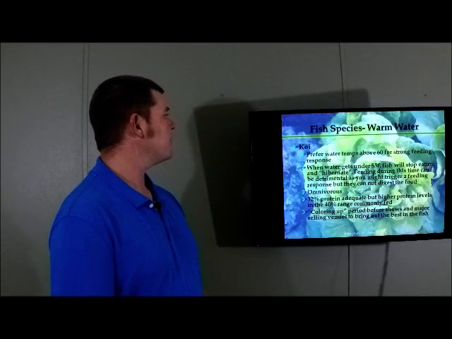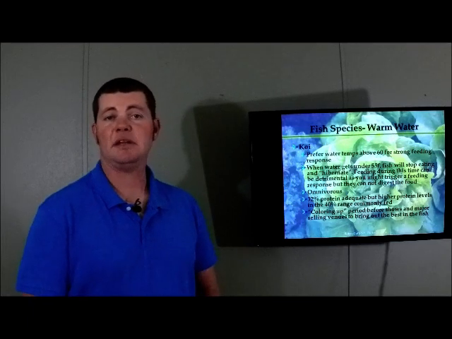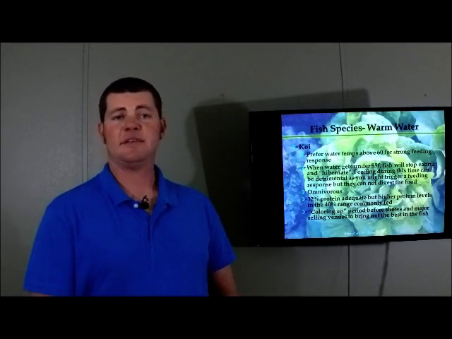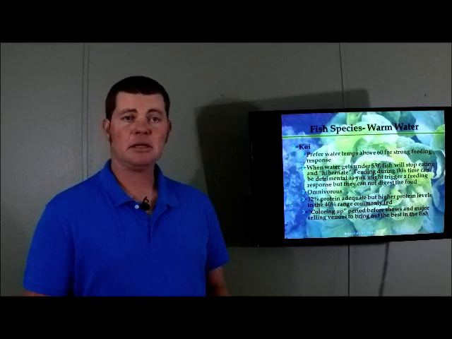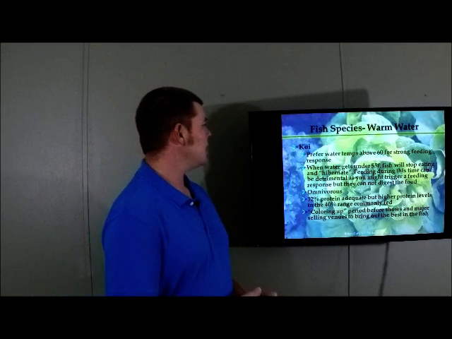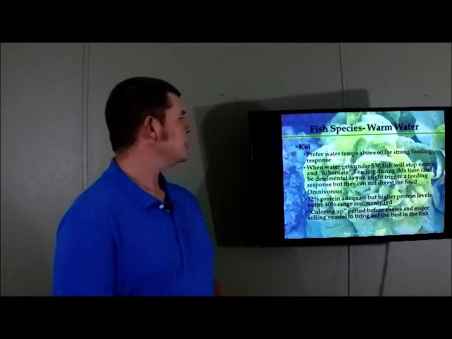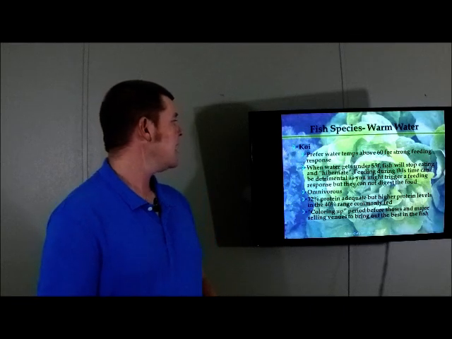So koi prefer water temperatures above 60 degrees for a strong feeding response. Again, they'll live down to very low temperatures, but if you want them to eat properly, you want the water above 60 degrees. When the water gets under 55 degrees, fish will stop eating and basically hibernate, okay?